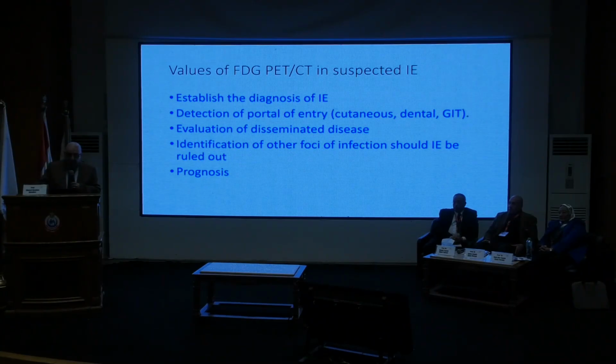What are the values of FDG PET-CT in suspected infective endocarditis? Of course, it will establish the diagnosis in cases of not established diagnosis. It can detect portal of entry, whether it can be cutaneous, dental, or any other portal of entry. It can detect disseminated disease. It's very important to detect in acute infective endocarditis. It can detect septic emboli anywhere.